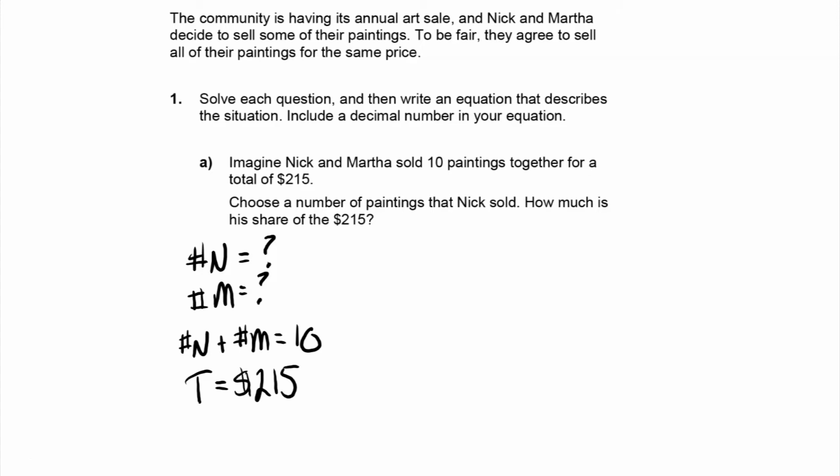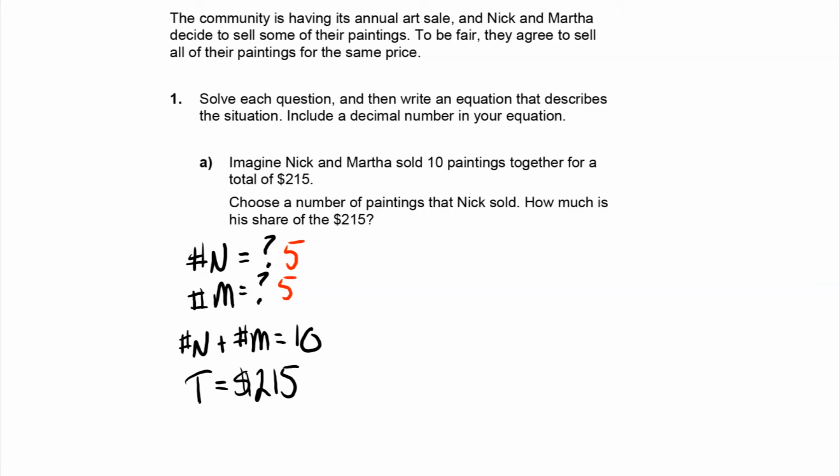Now we're asked to choose a number of paintings that Nick sold, so that's just an arbitrary number. Obviously it's going to have to be less than 10 because they only sold 10 in total. So let's say that the number that Nick sold is equal to 5. We know then that Martha, of course, would also have sold 5.